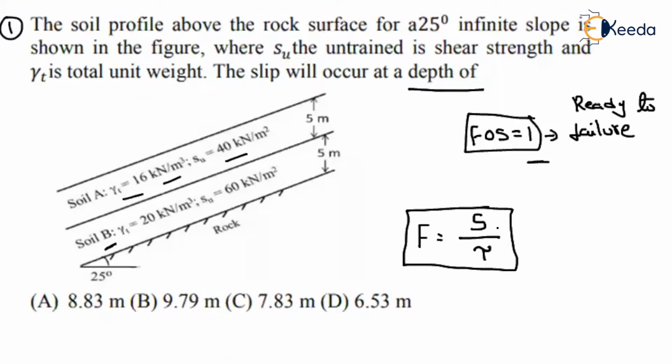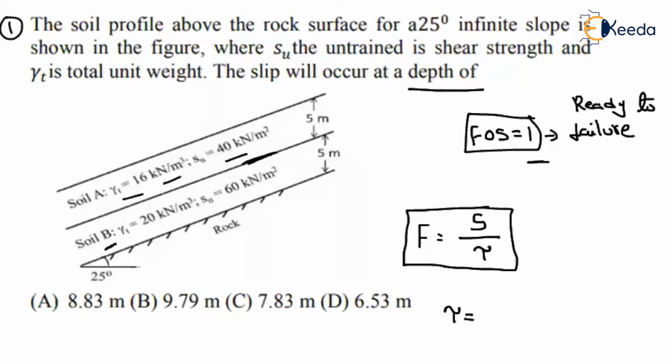So first, do we know whether the failure will occur in the first soil A or in the portion of soil B? Do we know that initially? We don't know, right? So for that, let us take the factor of safety at the junction between these two layers. If the factor of safety comes greater than 1, then we can say the soil above that level will be safe. So for that, we have to find out the tau.